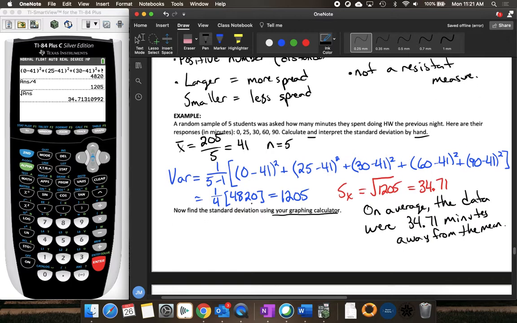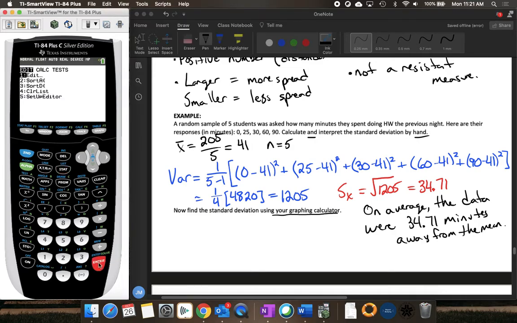Let's now go ahead and find that using our graphing calculator. The way that we will do that, we'll first go into our stat menu and choose edit. Again, if you have data in there from previous problems, go ahead and clear that by going up to the list name and pressing clear. We'll do that for both of these lists. And then we'll go ahead and type in our data. So that was 0, 25, 30, 60, and 90.